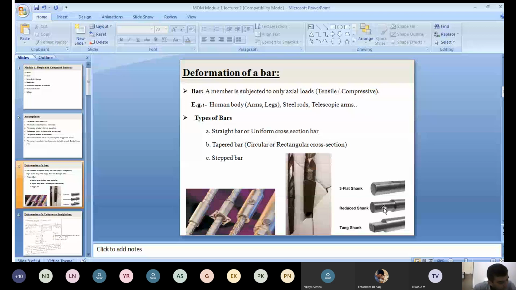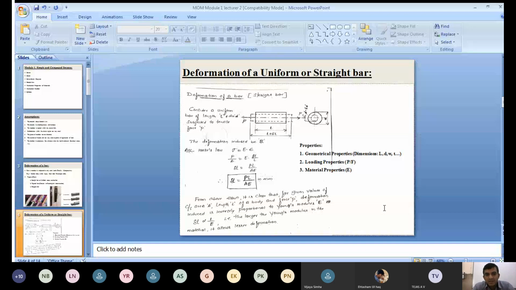Yes, any doubt? Yes, Janvi is there? Janvi? Yes, sir. Any doubt, ma'am? No, sir. Okay, thank you, ma'am. Now you can see the next slide is visible. Yes, sir. Deformation of uniform or straight bar. Visible, Janvi? Yes, sir. Okay, thank you, ma'am.